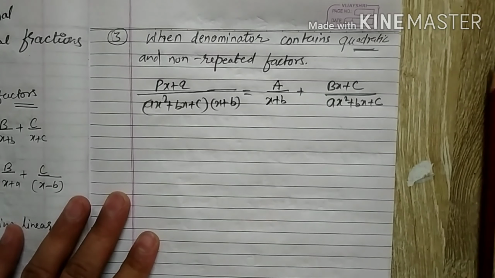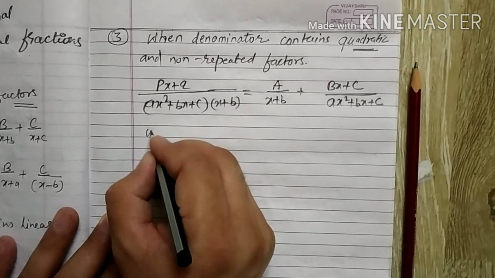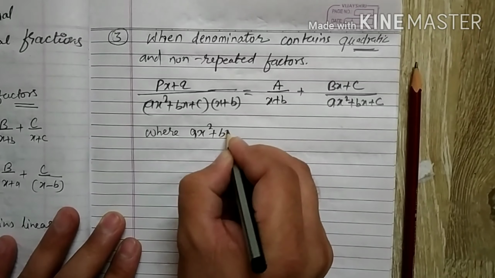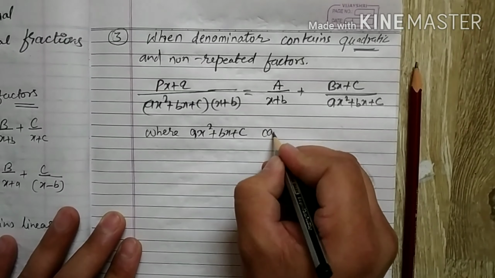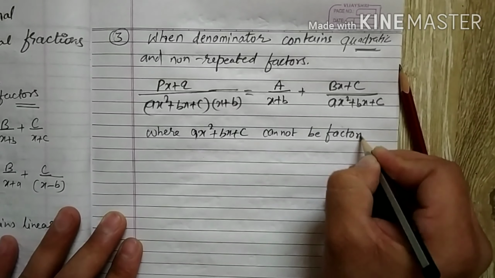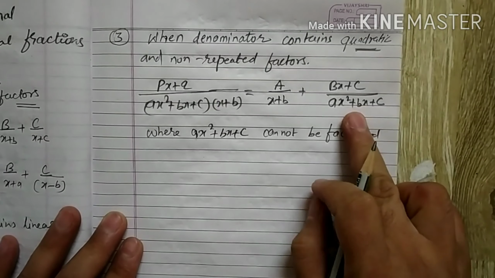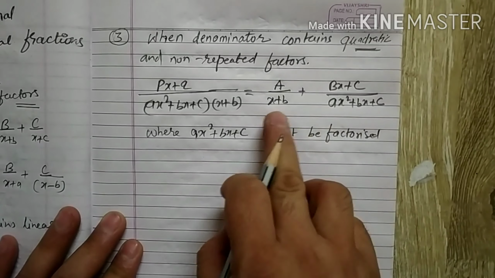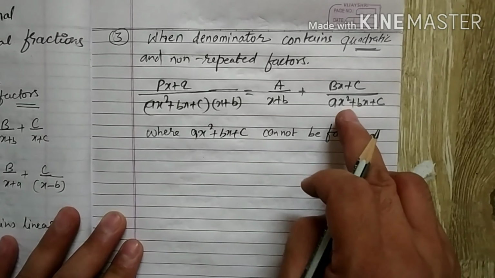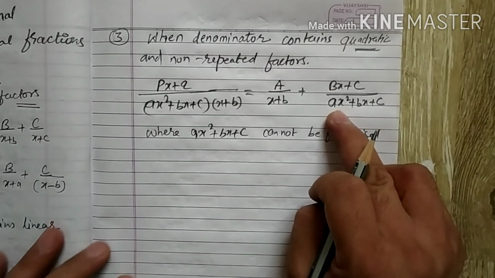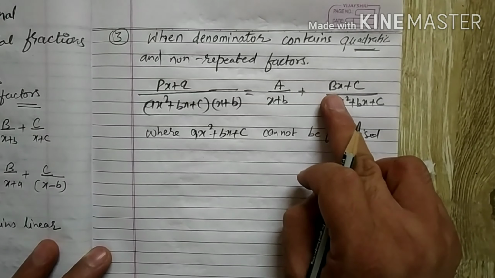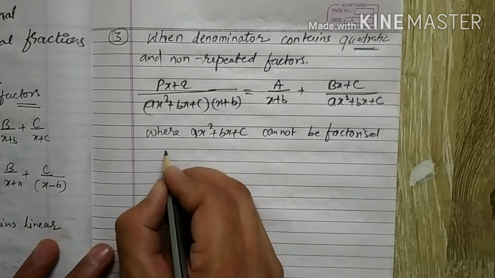But the condition is that this quadratic factor, ax square plus bx plus c, cannot be factorized. If it is factorizable, this case will transfer to case 1. If it is not factorizable, then you can apply this concept. So I hope you are observing. In the case of a quadratic factor, you have to write it this way. I can write some more examples.